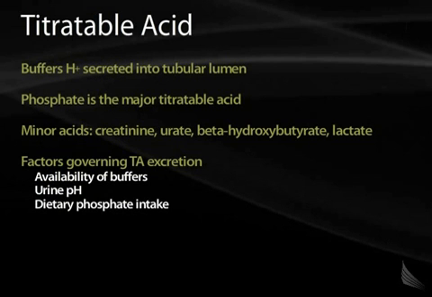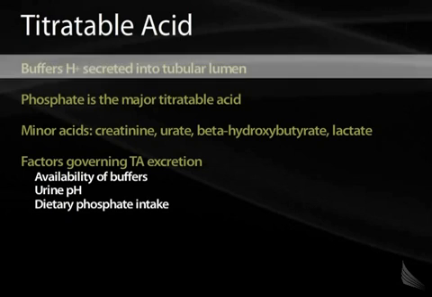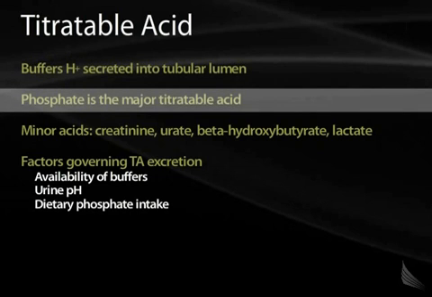We've talked briefly, but to go into more detail about titratable acid, let us proceed through the following. As we said, hydrogen is secreted into the tubular lumen, but cannot be excreted as free hydrogen. Buffers trap the hydrogen into the tubular lumen so that net acid excretion increases. Phosphate is the major titratable acid in the mono and dibasic form. Other small titratable acids include creatinine, beta-hydroxybutyrate, urate, lactate, and sulfates.